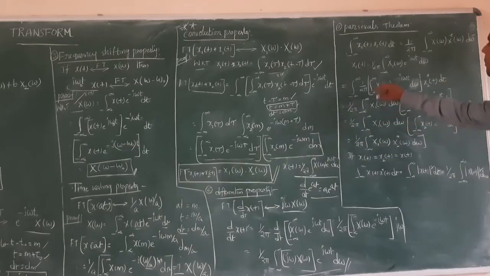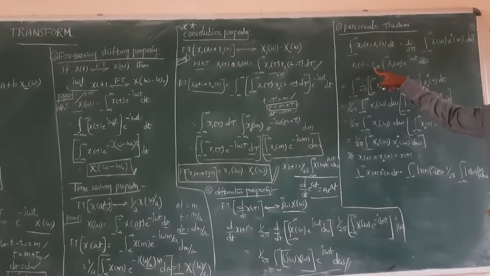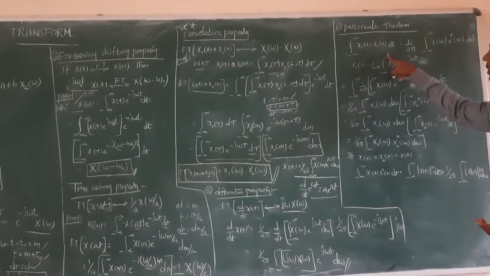So here also same thing, guys. x1 of t is equal to, it is the inverse Fourier transform formula. Therefore x1 of t is equal to 1 by 2 pi integral minus infinity to infinity x1 of omega into e power j omega t into d omega. It is also a standard formula, guys.